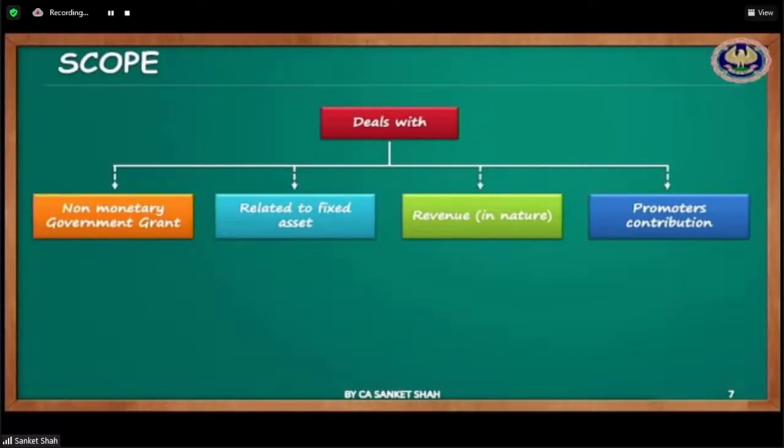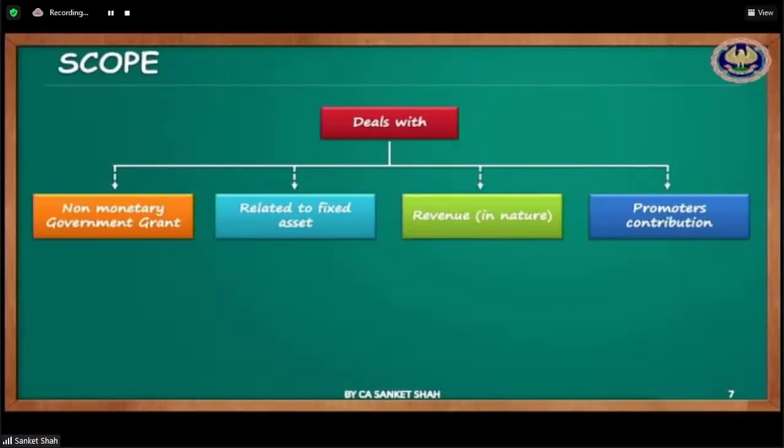Scope in and scope out. Non-monetary government grant, related to fixed asset, revenue in nature, and promoter's contribution. Write it down in the comment section. The standard is divided in 4 parts. Non-monetary government grant, fixed asset, revenue in nature, promoter's contribution. Yes, say it to yourself a minimum of 5 times.